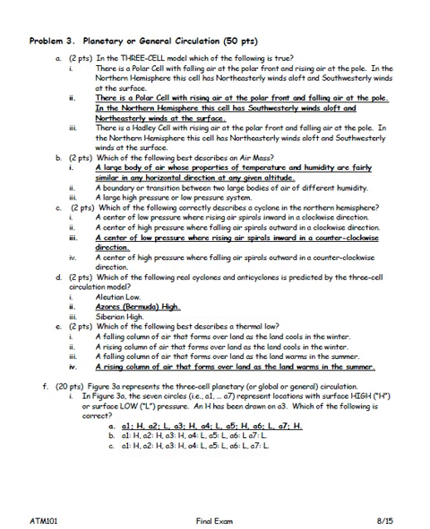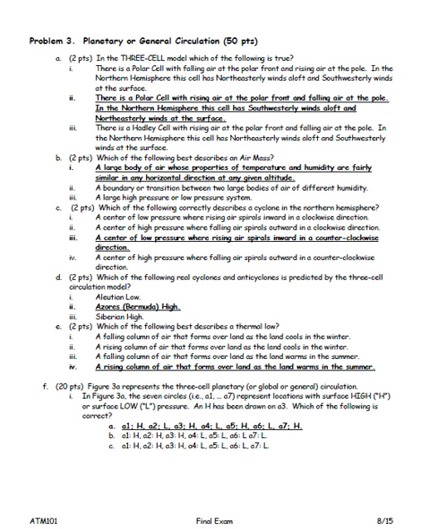Starting with the multiple choice questions. In the 3-cell model, which of the following is true? The first choice says there is a polar cell, the second one says there's a polar cell, and the third one says there is a Hadley cell, and all of those cells do exist. But let's start with the first one, with falling air at the polar front and rising air at the pole.